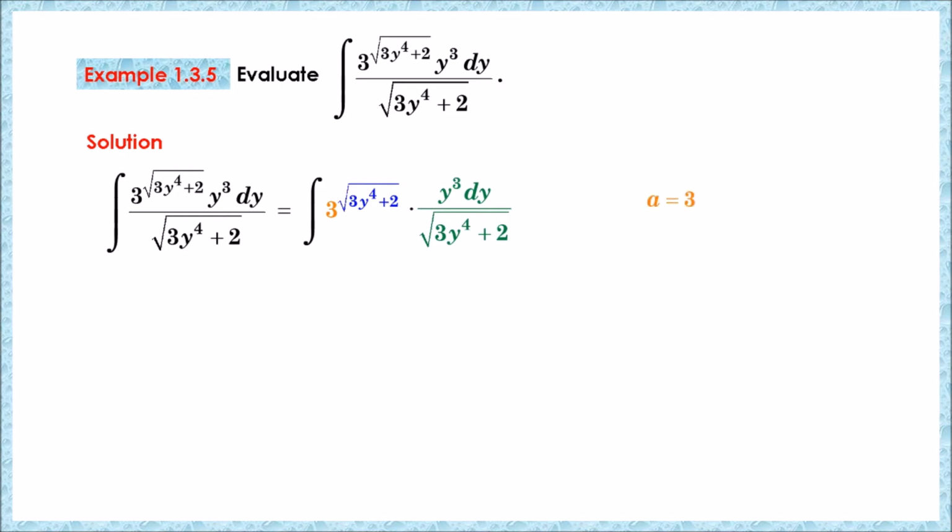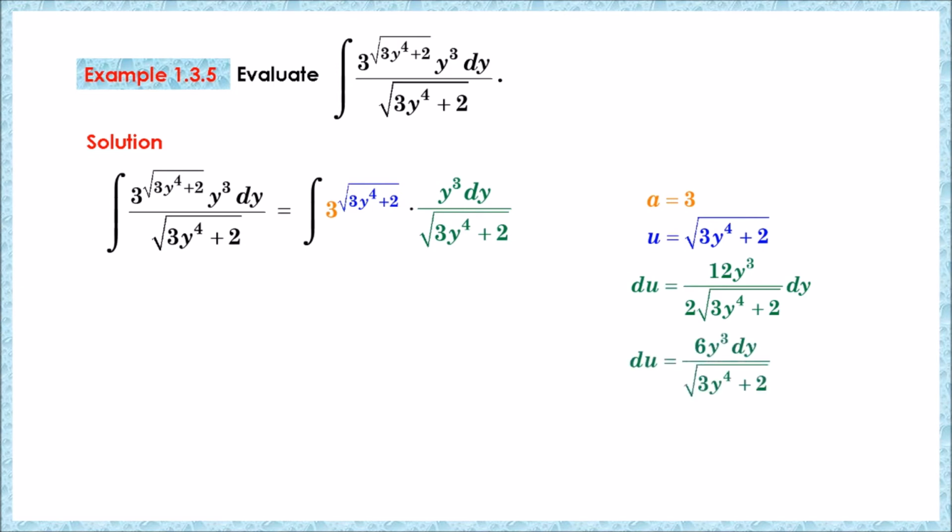So our a here is 3. U is equal to the square root of 3y to the 4th plus 2. Its du is equal to 12y cubed dy over 2 square root of 3y to the 4th plus 2. So simplifying, we get 6y cubed dy over the square root of 3y to the 4th plus 2. So here, this is not exactly the du. So we need to multiply it by 6 and then balance it outside by 1 over 6.